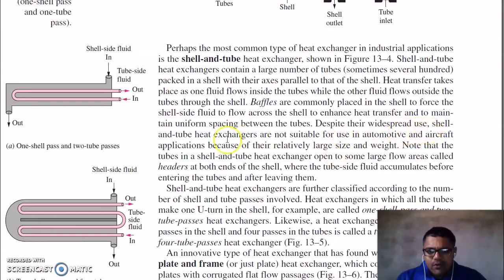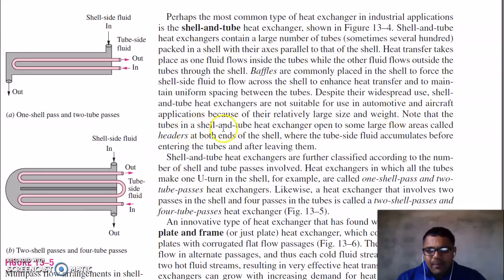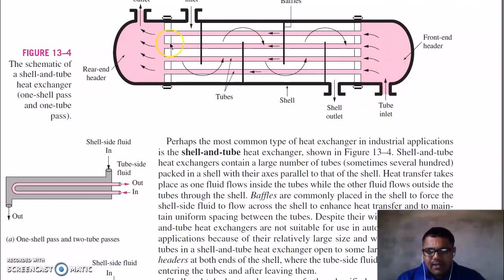Despite their widespread use, shell and tube exchangers are not suitable for use in automotive and aircraft applications because of their relatively large size and weight. Note that the tubes in a shell and tube exchanger open to some large flow areas called headers. So these are called headers, where the tubes open to a large flow area.